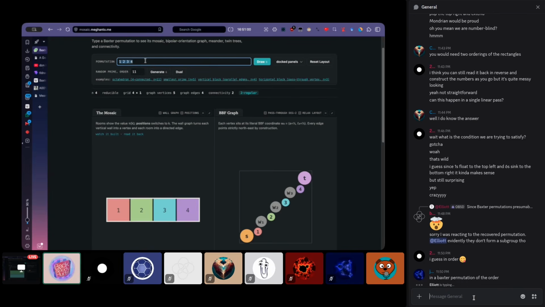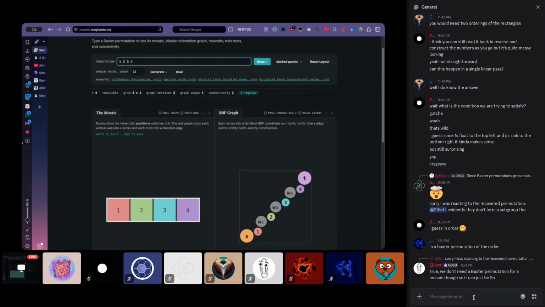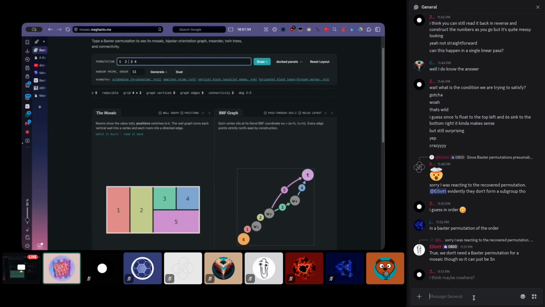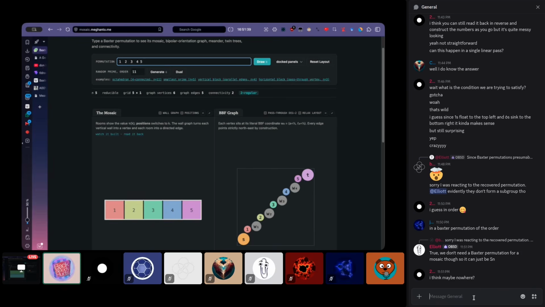Now, can anybody tell me where I put the 5 so that this stops being a Baxter permutation? Is 5, 1, 2, 3, 4 a Baxter permutation? Well, yes. What about 1, 5, 2, 3, 4? Yep. 1, 2, 5, 3, 4? Yep. 1, 2, 3, 5, 4? Yep. 1, 2, 3, 4, 5. Yeah. So there is no place I can put the 5. There is nowhere.